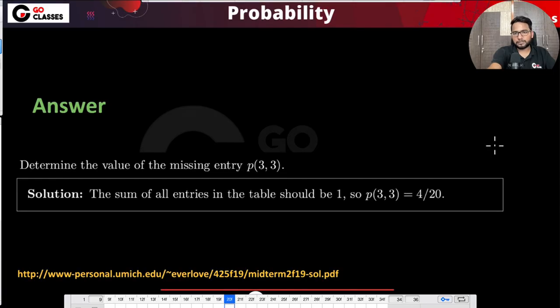Let me just see the answer. Yes, 4 by 20 is the answer, right? So the sum of all the entries should be 1. That's what they are saying. The sum of all the entries should be 1.